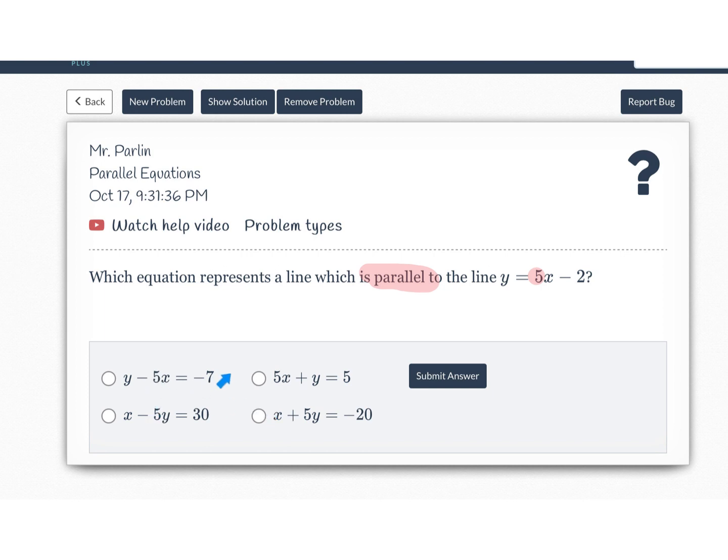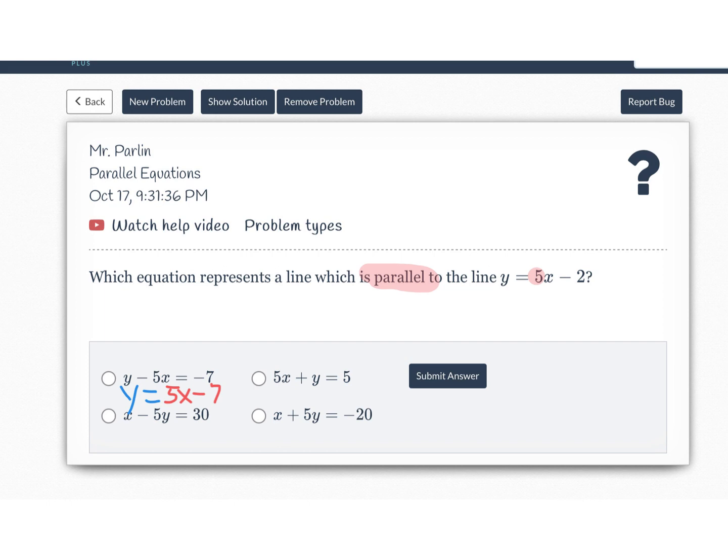Well, your answers are not in slope-intercept form, so you're going to have to convert them to slope-intercept form. You can see on this first one here, it would be y equals, and then what I'm going to do basically is take this minus 5x and add it to this side to cancel it, and then I add it to the right side, and on the right side it's going to become 5x, positive 5x, and then minus 7.